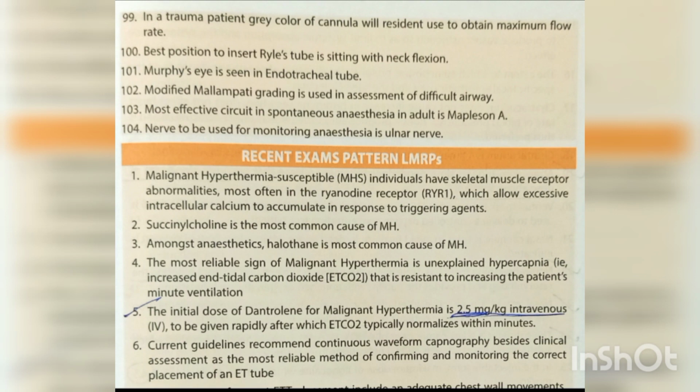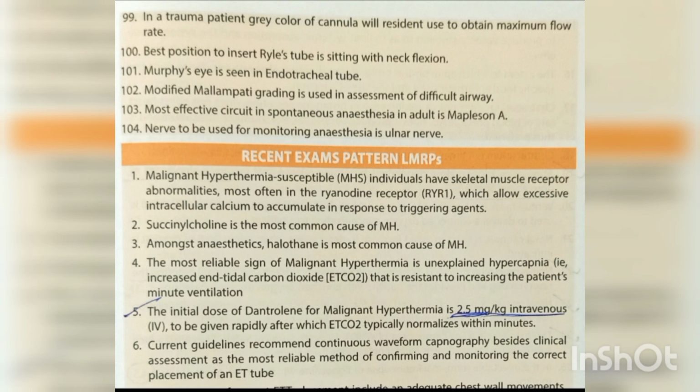In a trauma patient, grey color of cannula is used to obtain maximum flow rate. Best position to insert Ryle's tube is sitting with neck flexion. Murphy's eye is seen in endotracheal tube. Modified Mallampati grading is used in assessment of difficult airway. Most effective circuit in spontaneous ventilation in adults is Mapleson A. Nerve to be used for monitoring neuromuscular blockade is ulnar nerve.